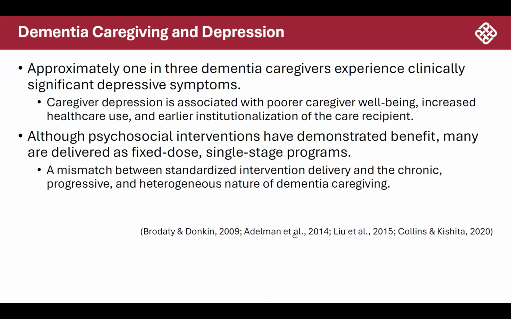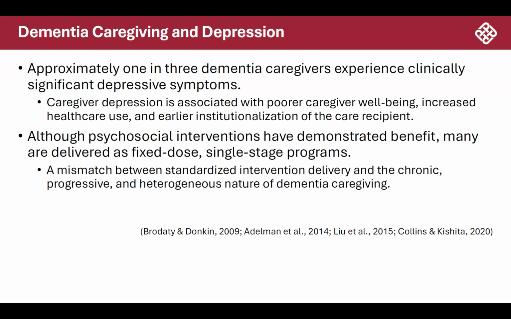So why do we focus on dementia caregivers? Actually, we find that most dementia caregivers are suffering from depression. In a previous study, we found that 1 in 3 family caregivers experience clinically significant depressive symptoms. And depression is associated with poor caregiving well-being, increased healthcare use, and premature institutionalization of the care recipients. That means the older people with dementia.